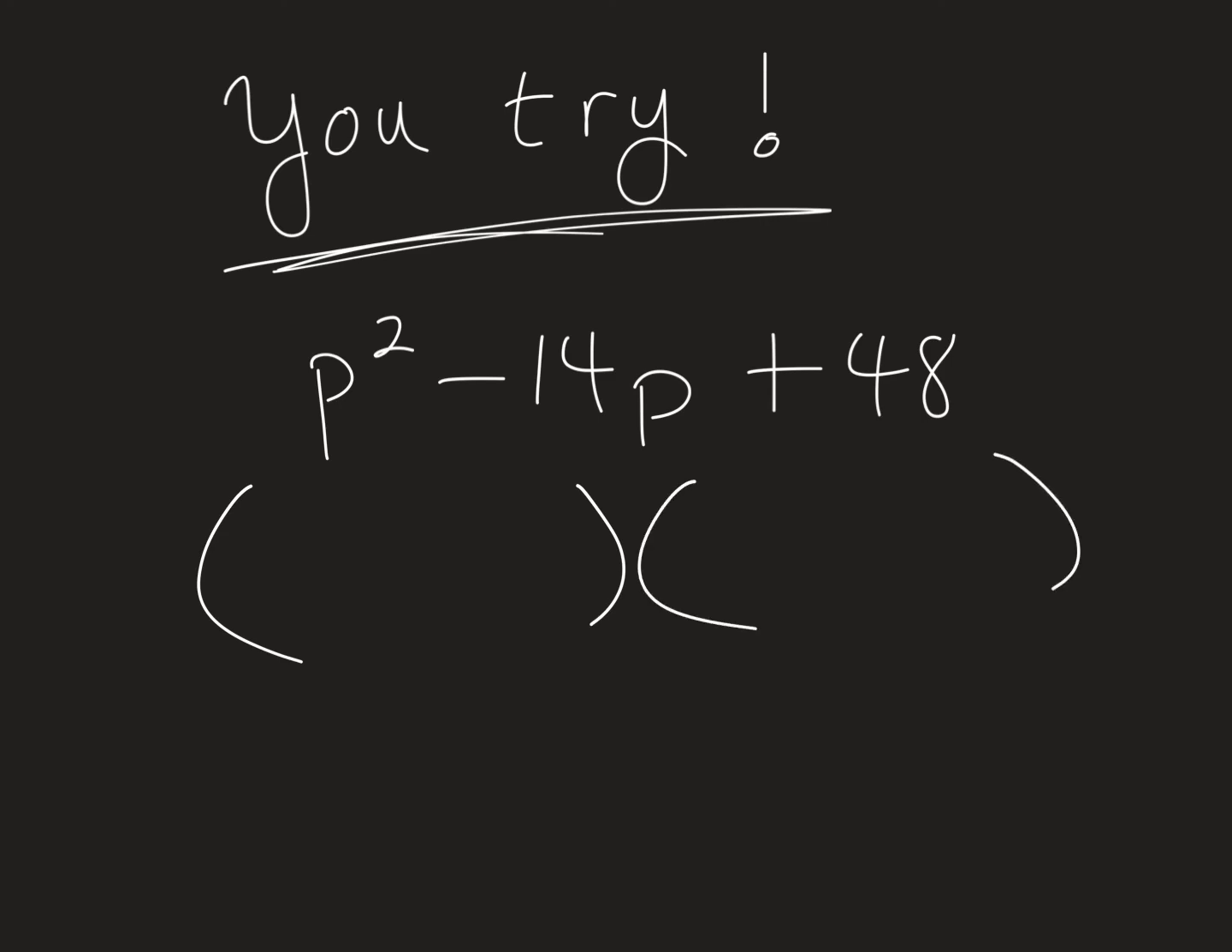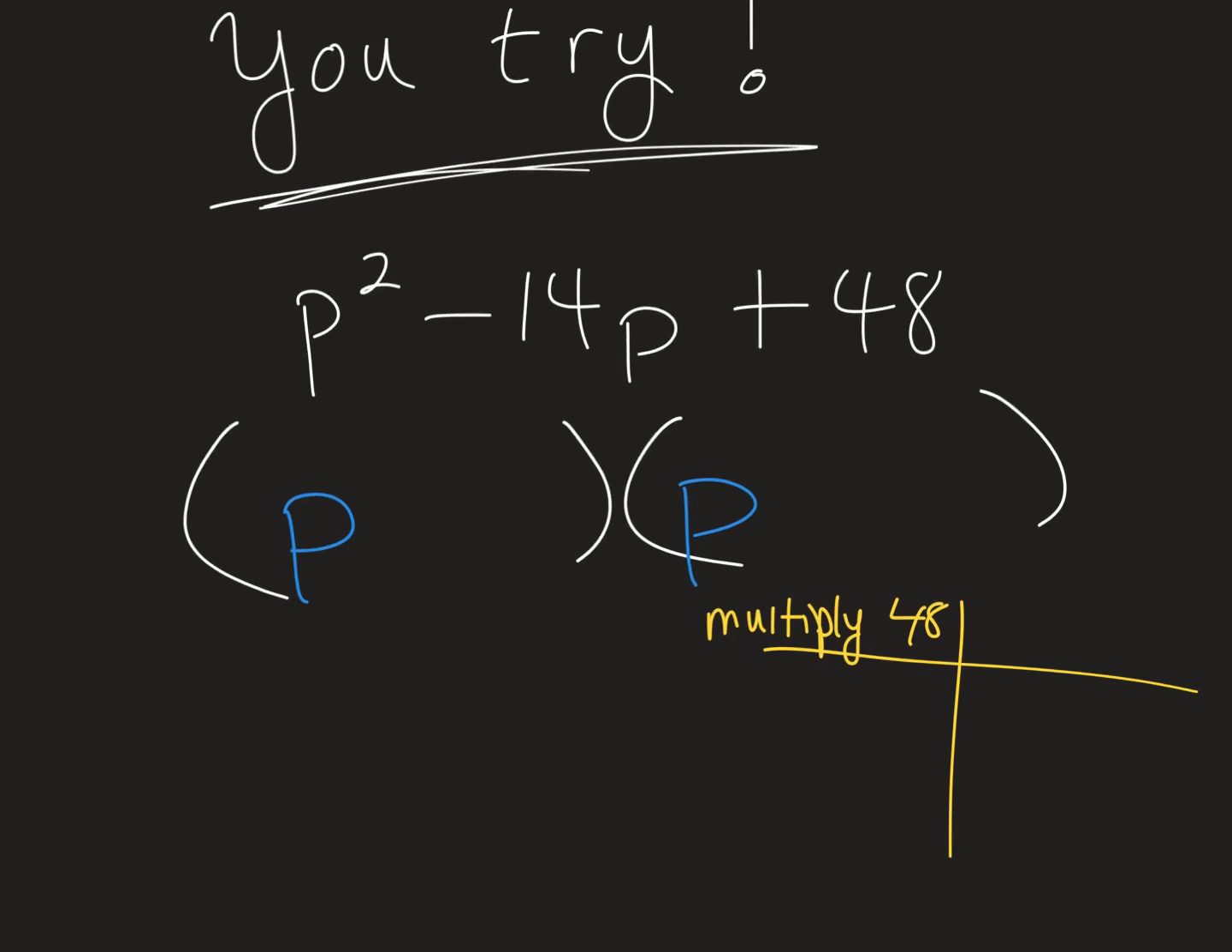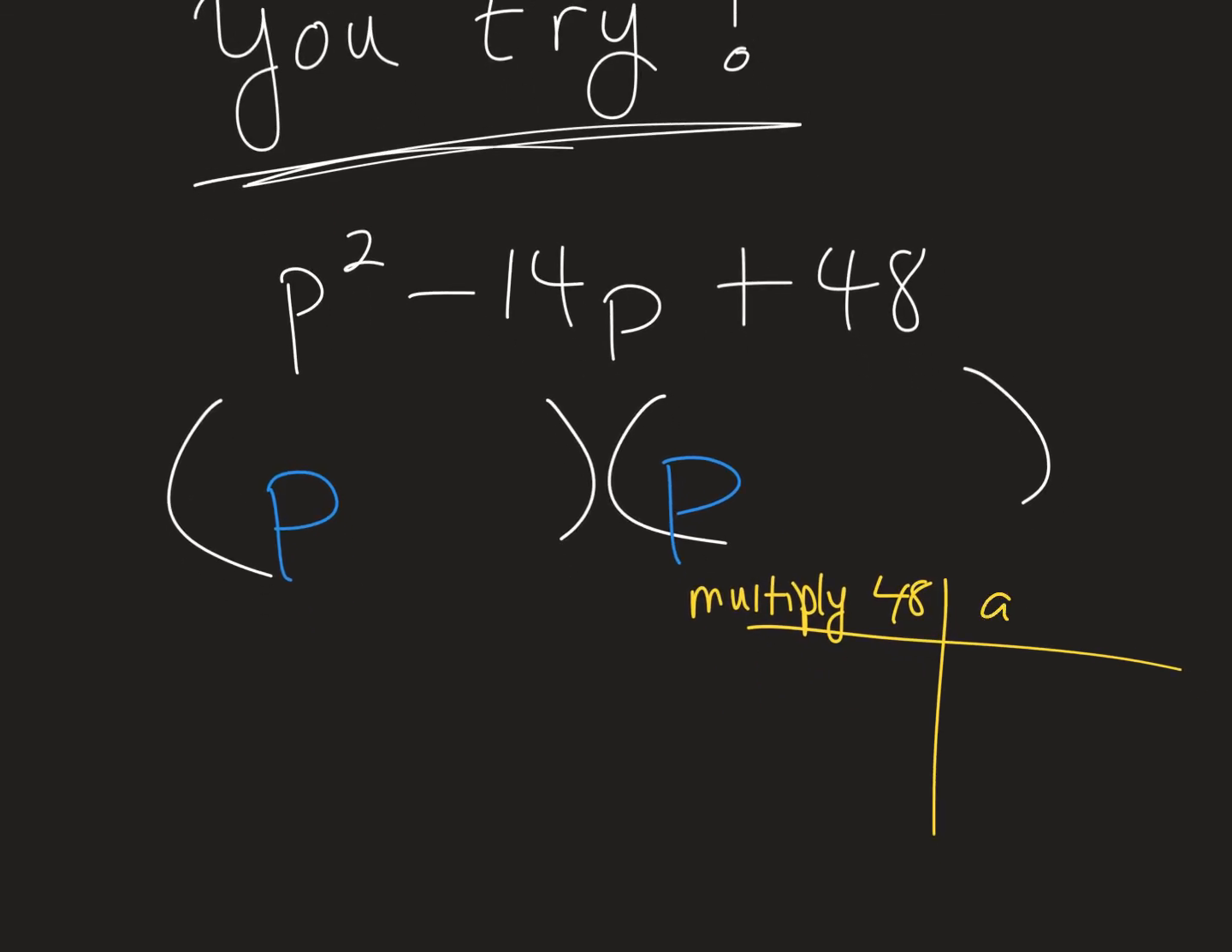So we are factoring this into two binomials. We know that because this is a quadratic trinomial where a is equal to 1. I'm going to factor the p to the second power, which means it's going to be a p and a p. And now I need to figure out what is going to multiply to get c, which is going to be 48, that will also add to get b, which is negative 14.